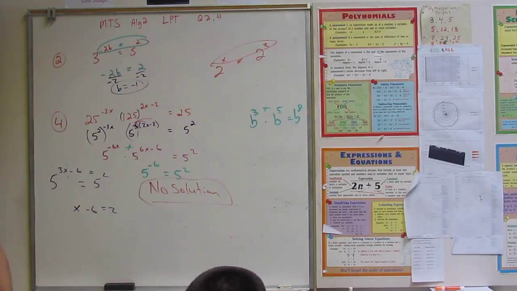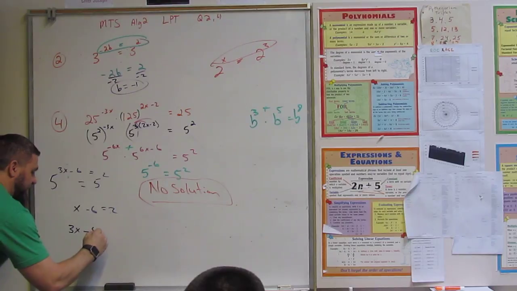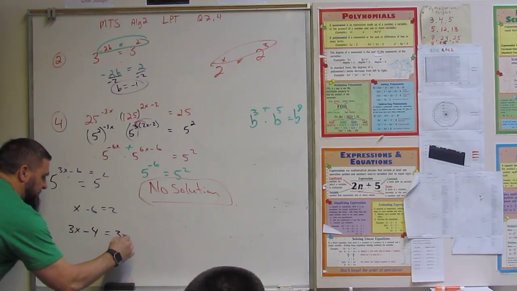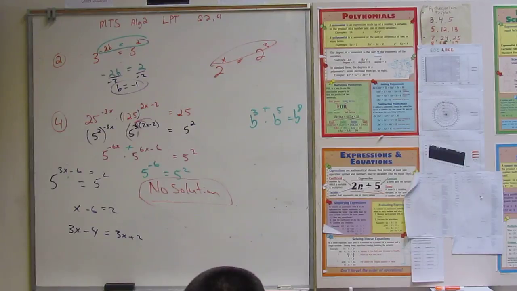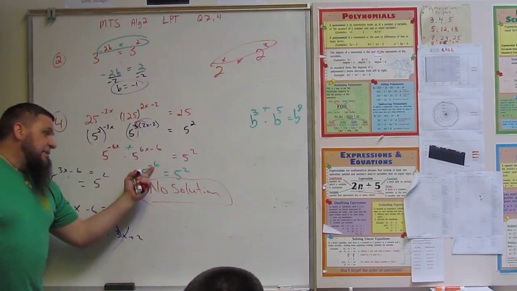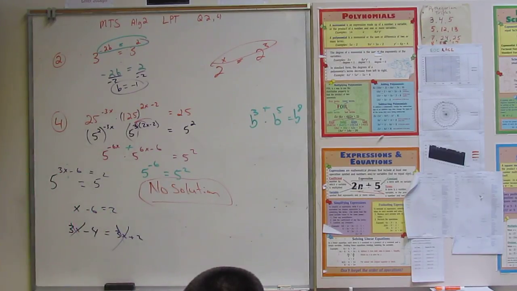So as long as the x's don't go away, just like in algebra, right? Every once in a while you get 3x minus 4 is equal to 3x plus 2, right? And then you subtract 3x from both sides. What happens to the x's? They go away, right? No solution. So just like in algebra, that's what's happening here. The x's went away, so there's no possible solution. Because 4 doesn't equal 2. And in this case, negative 6 does not equal 2. Does that make sense? Okay? So, that's a good start.